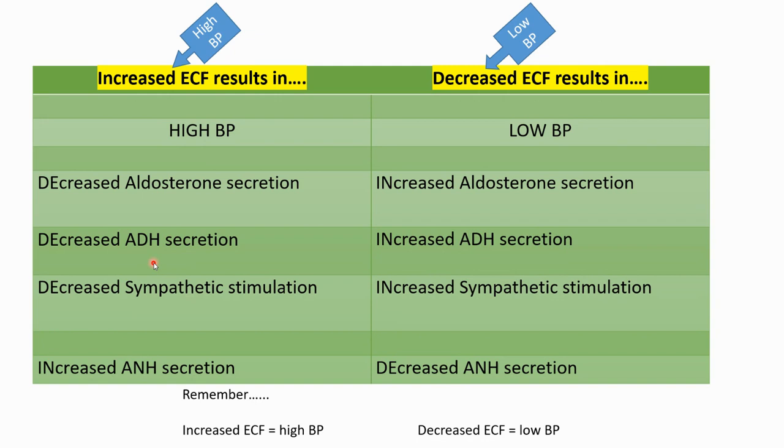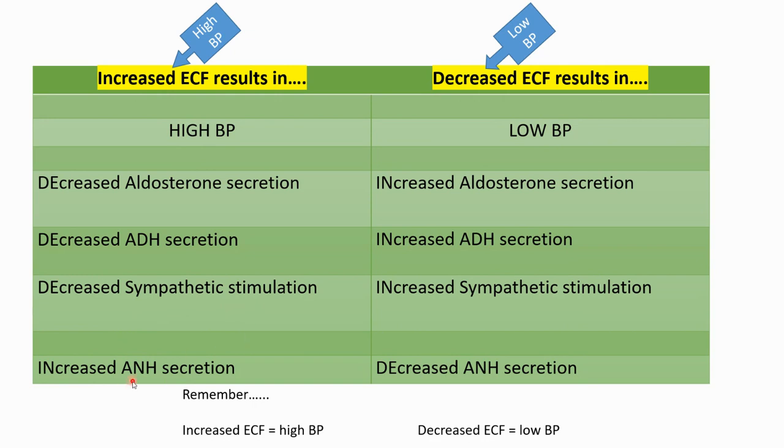Again, high blood pressure means you're not secreting antidiuretic hormone, and high blood pressure means you are decreasing sympathetic stimulation. Sympathetic stimulation is your fight or flight. That's when you're engaged in physical activity. So you want to decrease that sympathetic stimulation, bring yourself back down to normal again.